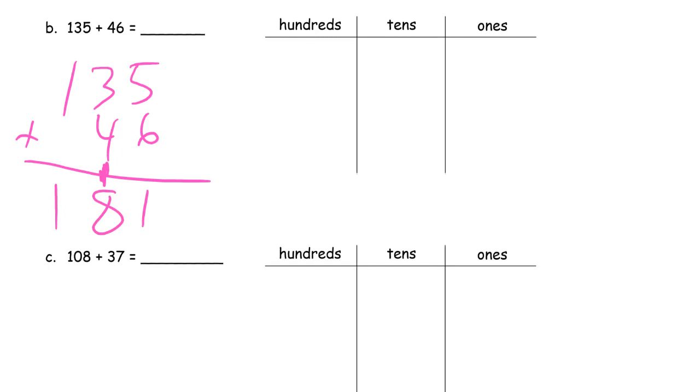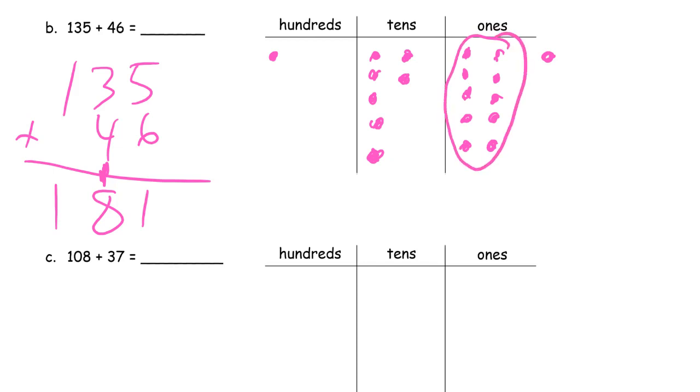Drawing on the chart, 135. There's our 100, 3 tens, 5 ones. 46 is going to be 4 tens, 1, 2, 3, 4, and 6 ones, 1, 2, 3, 4, 5, 6. We've got 10 ones we can bundle into a 10. That leaves us with 1, 8 tens, and 1, 181.